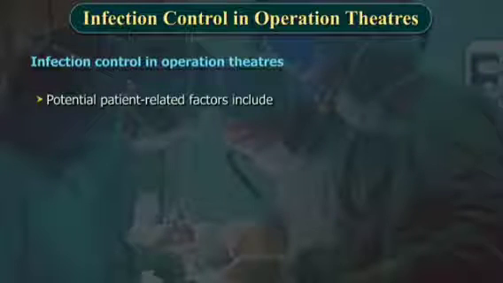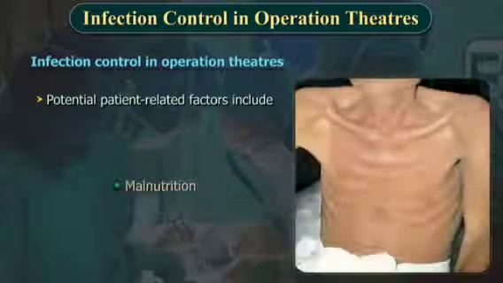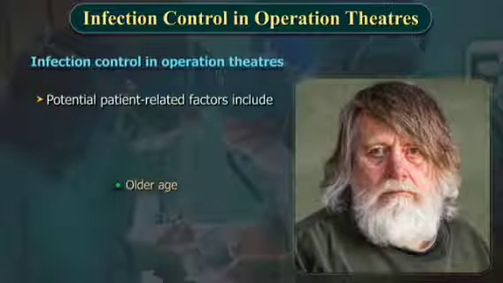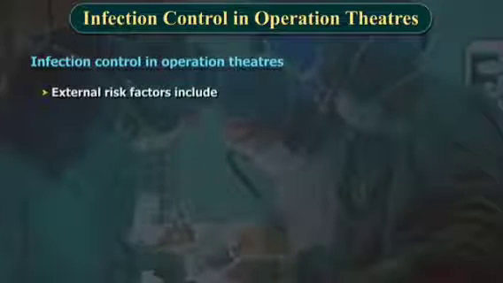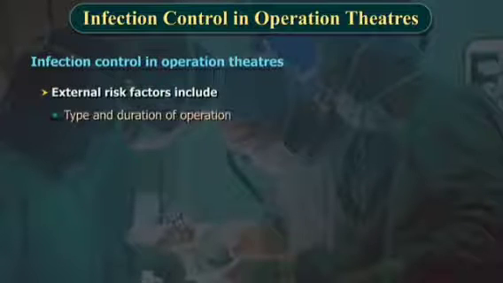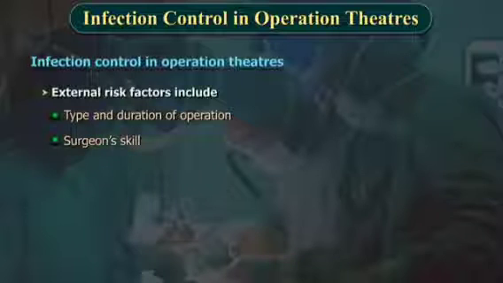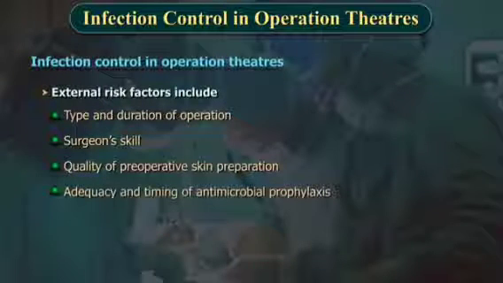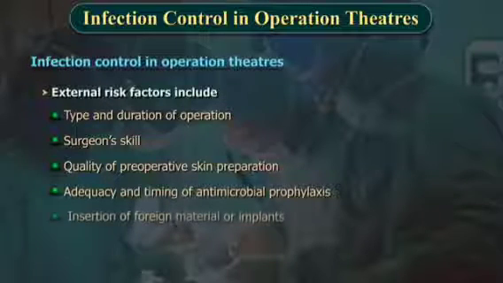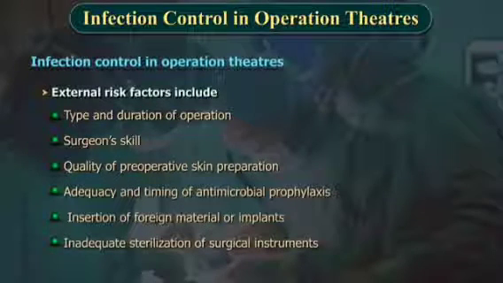Potential patient-related factors include malnutrition, old age, coexistent infection, and diabetes. External risk factors include the type and duration of operation, surgeon skills, the quality of preoperative skin preparation, adequacy and timing of antimicrobial prophylaxis, insertion of foreign material or implants, inadequate sterilization of surgical instruments.